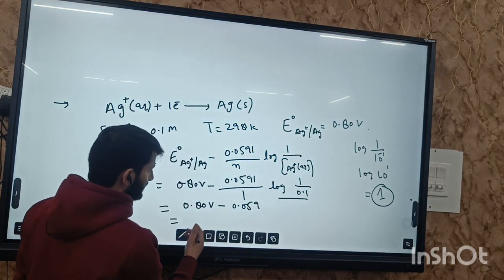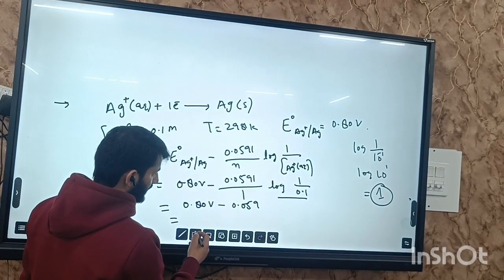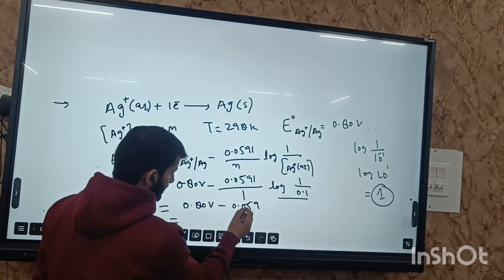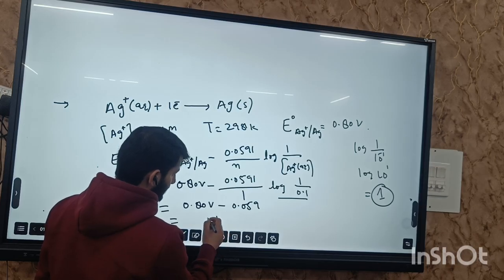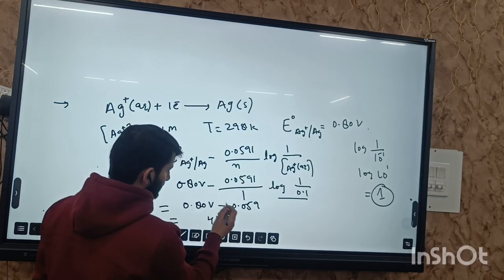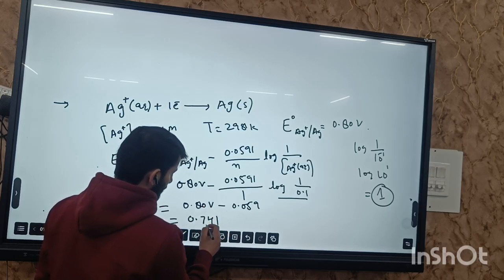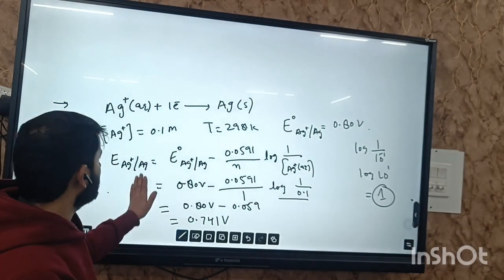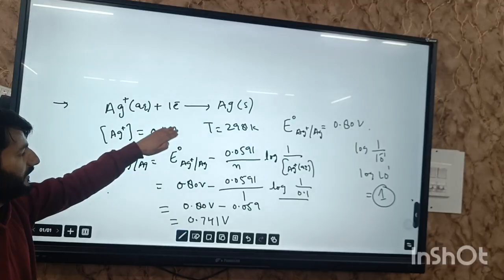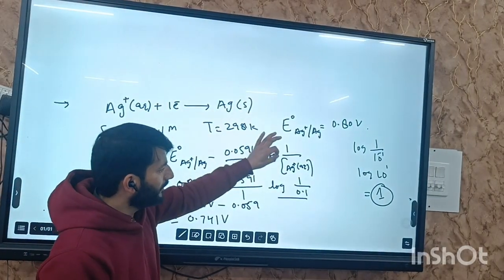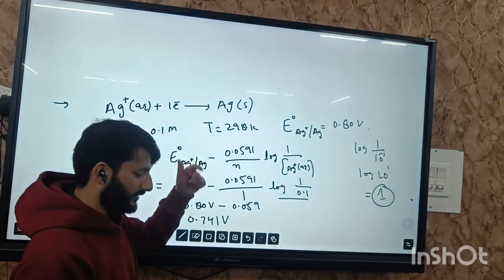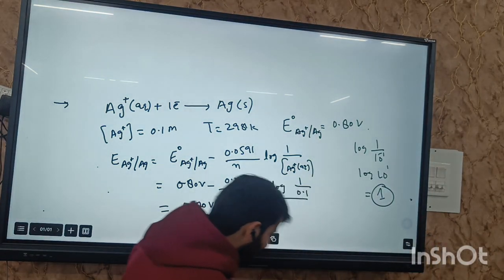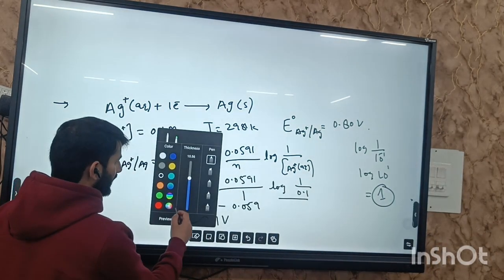When you subtract this, the exact value will come out to be, if you just get the difference, 10 minus 9 will be 1, 9 minus 5 will be 4, and 7 minus 0. So it will be 0.71741 volt. This is the electrode potential of the silver electrode when the concentration is different.